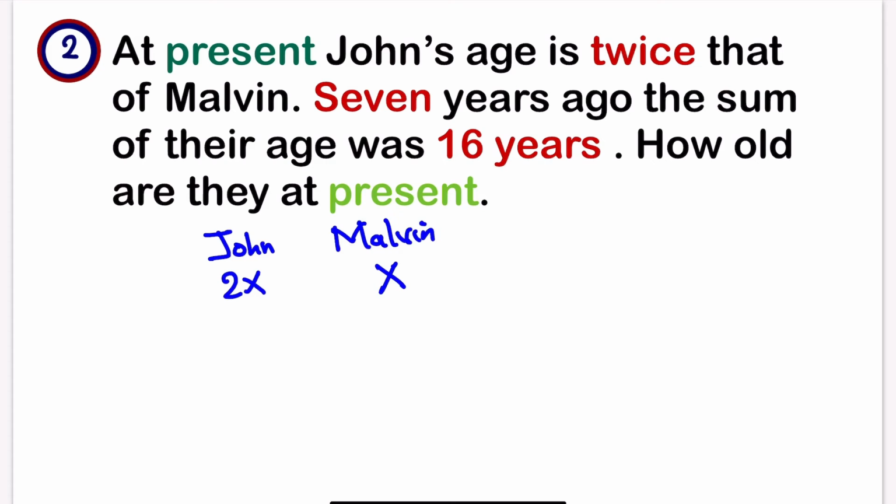Okay, so next we have 7 years ago. We do the same. We are going to have 2x minus 7 and here is x minus 7. Now 7 years ago, the sum, so sum just means plus, the sum of their ages was 16. So the sum of their ages is equal to 16.